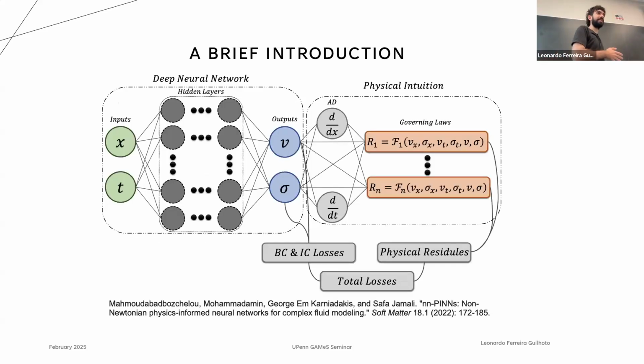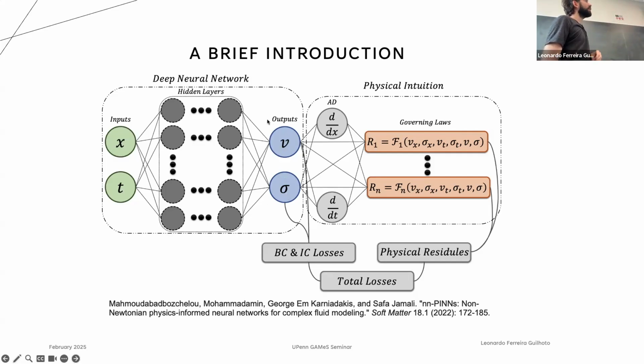So why don't we look at an image, which is easier to parse? In this case, we have our deep neural network. Our inputs are maybe time t and a position x. This x doesn't have to be one-dimensional; it can be 2- or 3-dimensional. And we compute the forward pass of this neural network to get quantities of interest, maybe like v and sigma over here.